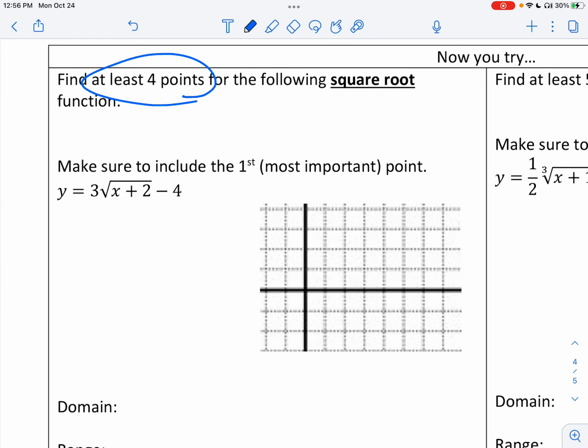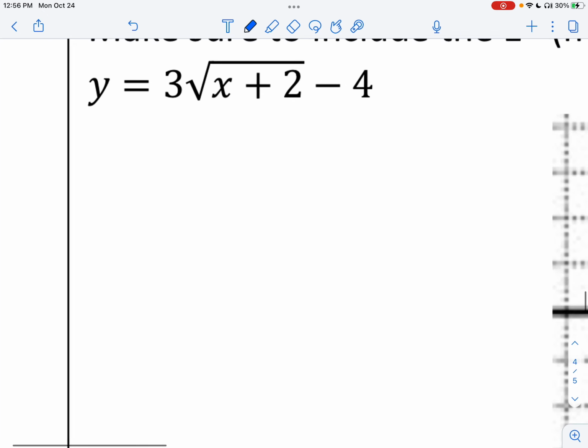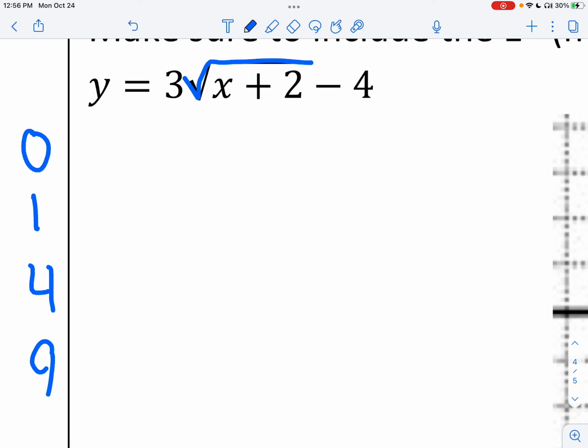Find at least 4 points of the square root function. Make sure to indicate the first and most important point. So what I'm going to do is I'm going to look and I'm going to say this is a square root function. So Miss Langeli told me to reference my perfect squares. Those are my perfect squares, and adjust them if needed. And in fact, I do need to adjust these.